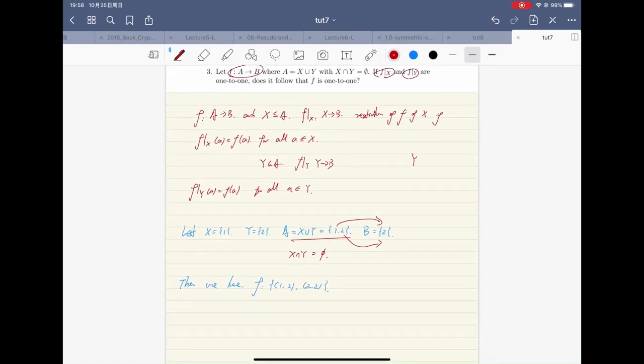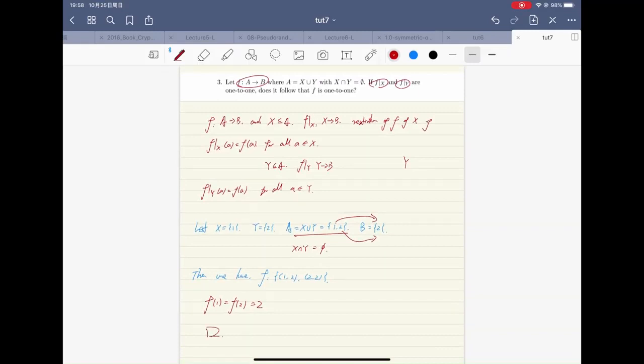We can see that f is not one-to-one, since we have f(1) equals f(2) equals 2. As we know, if a function is one-to-one, it means no two different elements in the domain have the same element in the range, whereby we have f(1) equals f(2) equals 2. So the function is not one-to-one.